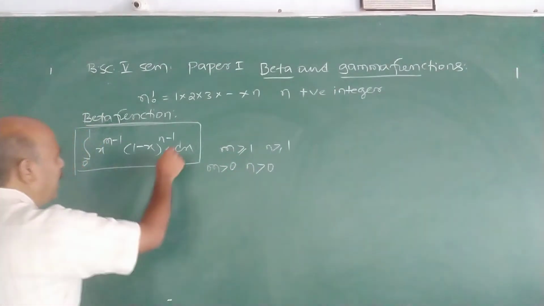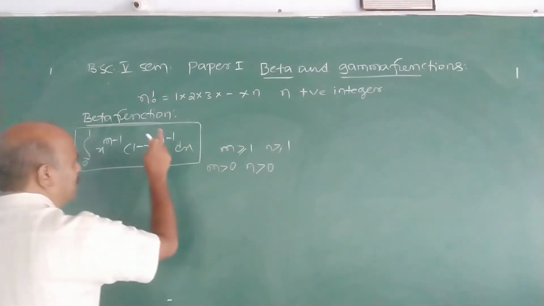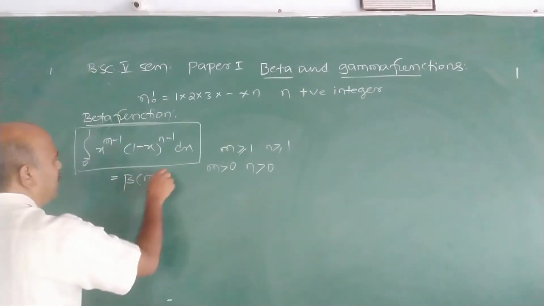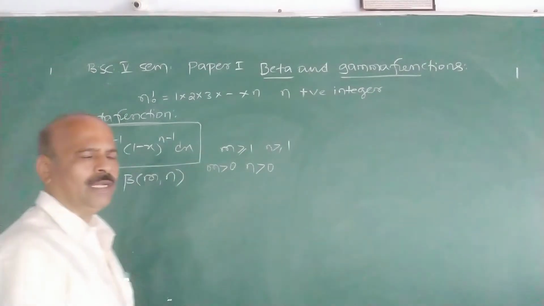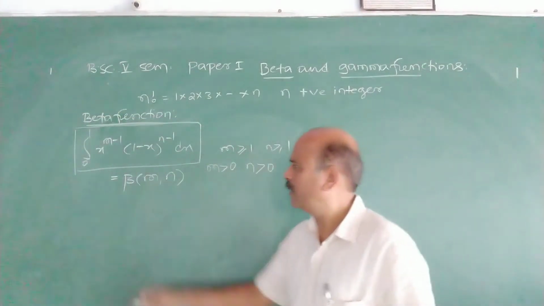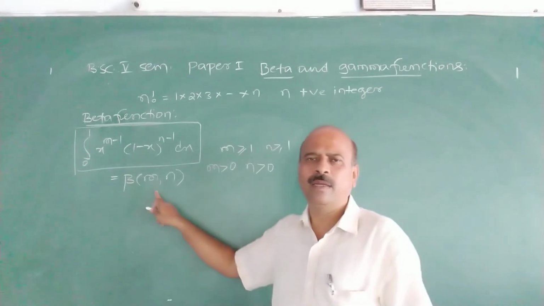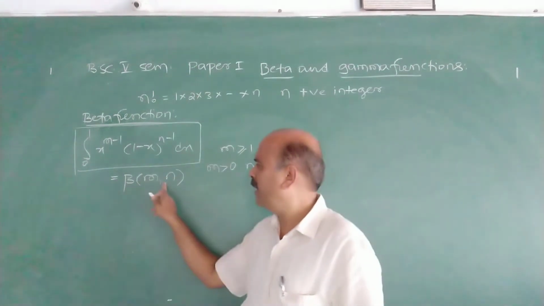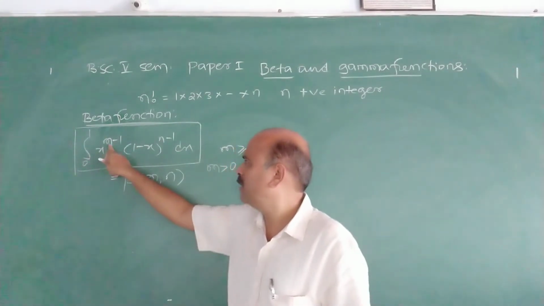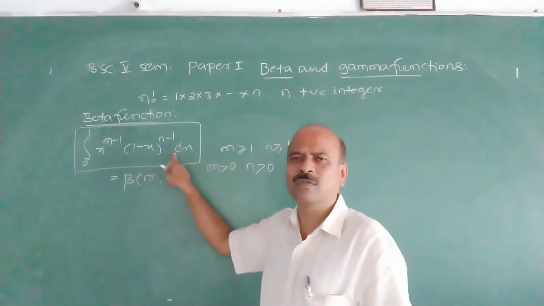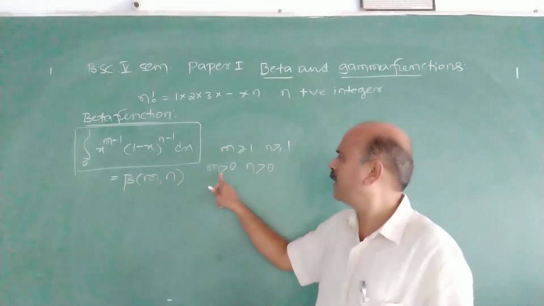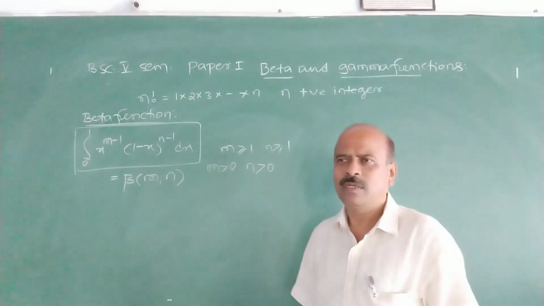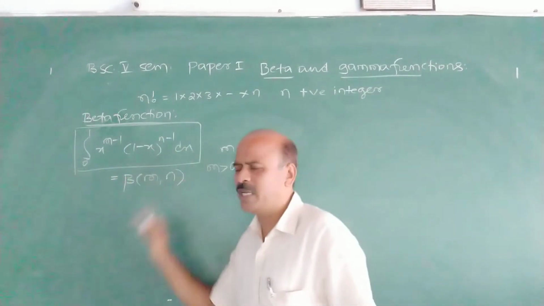We prove this, and if m is greater than 0 and n is greater than 0, this converges and becomes a function of two variables m and n, defined with the notation beta(m, n). Therefore, how do we define the beta function? Beta(m, n) is the integral from 0 to 1 of x raised to m minus 1 times 1 minus x raised to n minus 1 dx, when m is greater than 0 and n is greater than 0. This is the definition of the beta function.